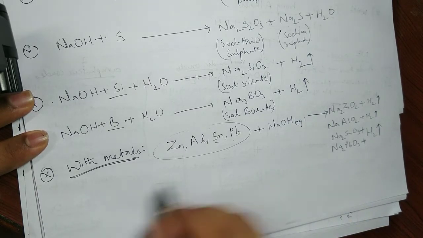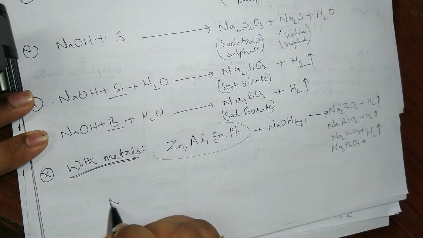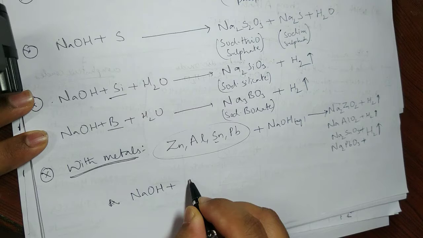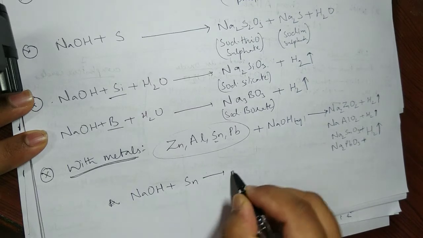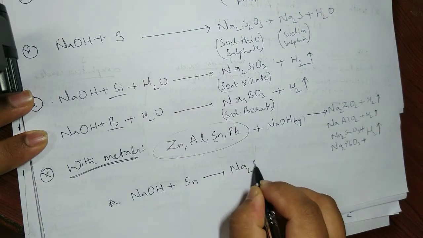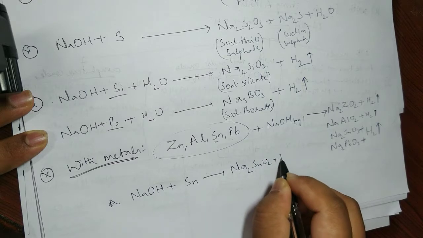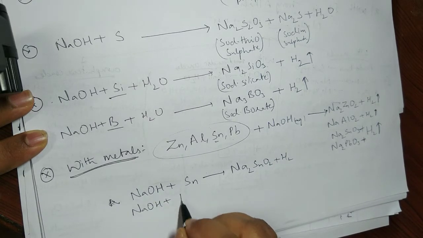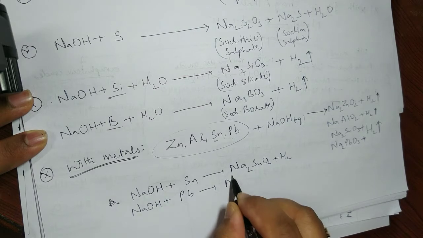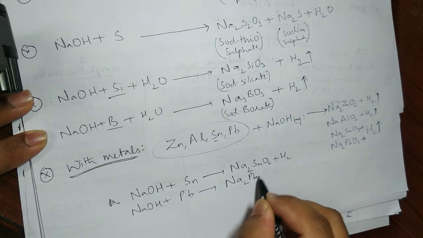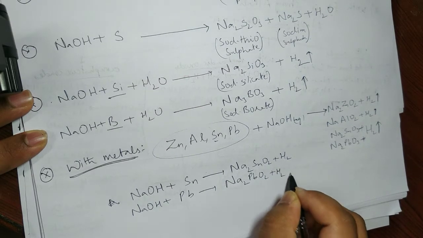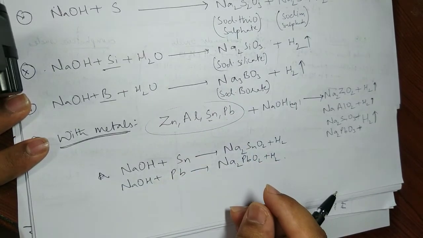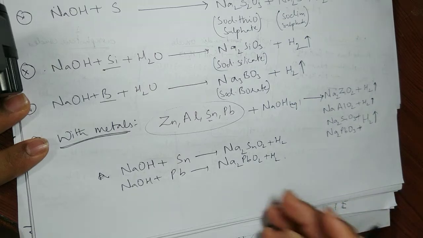When we fuse tin and lead, NaOH plus stannum will form Na2SnO2 plus H2, and if we treat it with lead also, the same thing, Na2PbO2 plus H2. So these are the reactions that you must be memorizing or remembering.